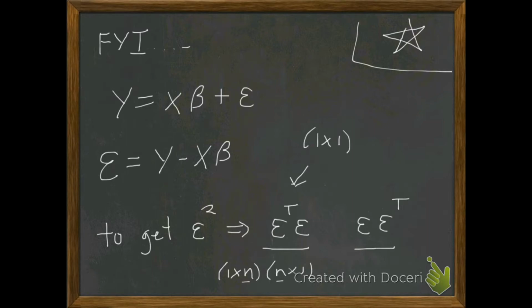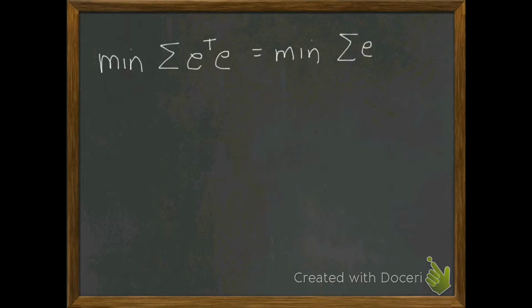This other one is an n by 1 times 1 by n. It's a cool vector, but we would get an n by n matrix, which doesn't get us what we want when we're summing up the error squared. So guys, we're going to focus on this one right here, and we're ultimately going to want to minimize the sum of the error squared.